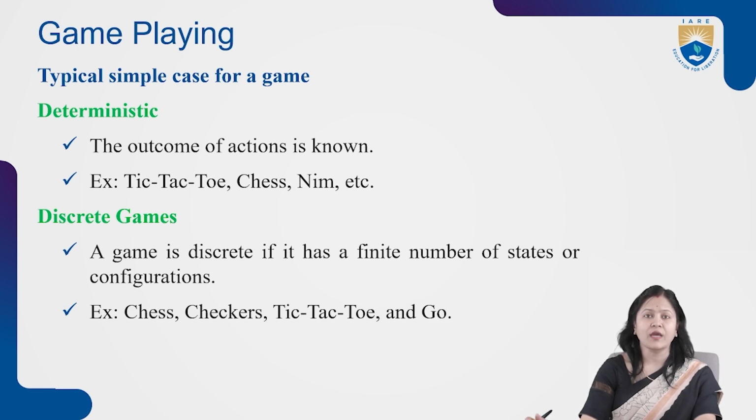Like the tic-tac-toe game, somebody is putting X, the front person is putting X, and the second person knows what he or she has to put. So that is called deterministic. Tic-tac-toe game or chess game or Nim game also.